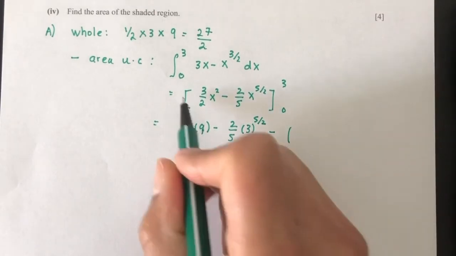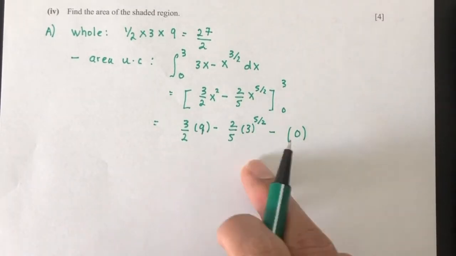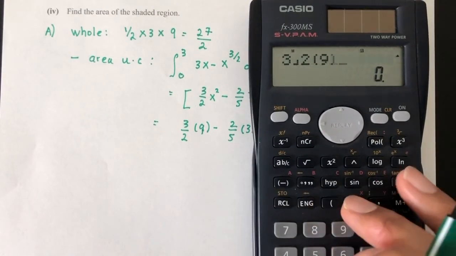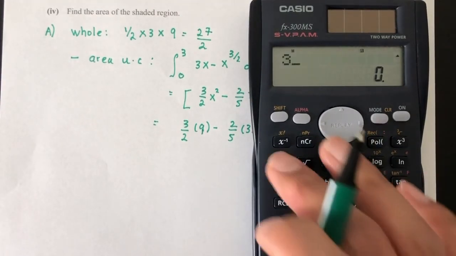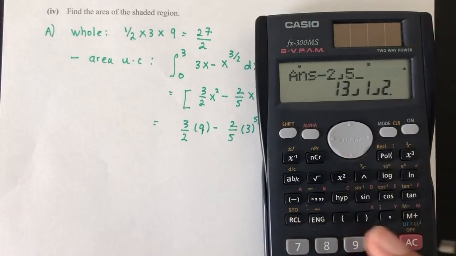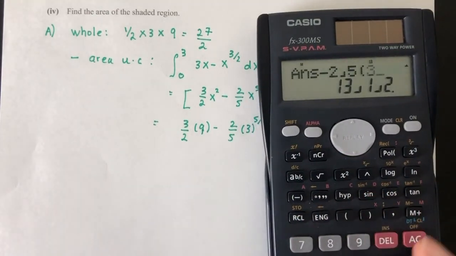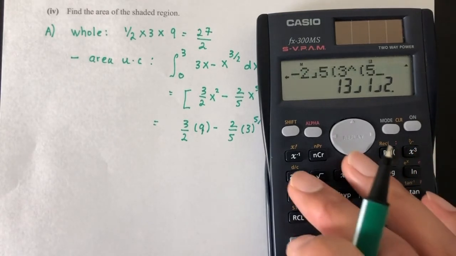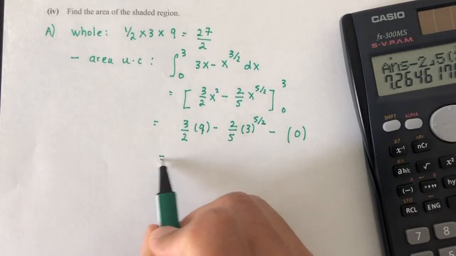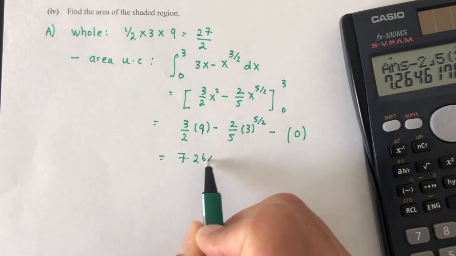And minus this will be just 0. So let's see what this breaks down to. 3 over 2 times 9 minus 2 over 5 times 3 power 5 over 2. That should be 7.2646.